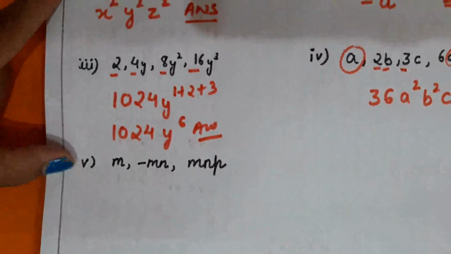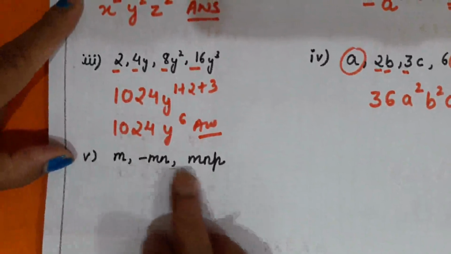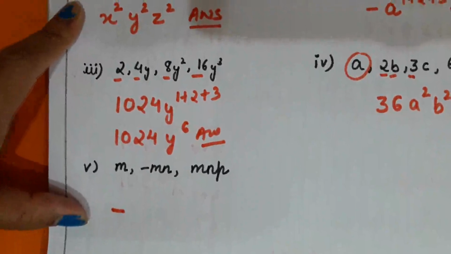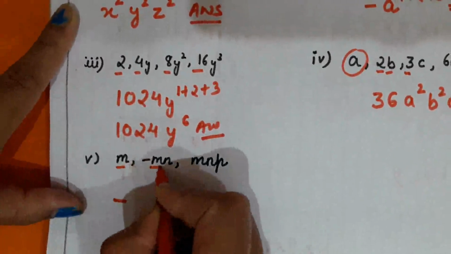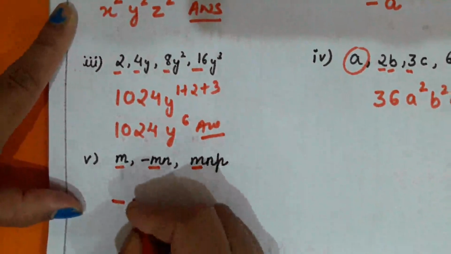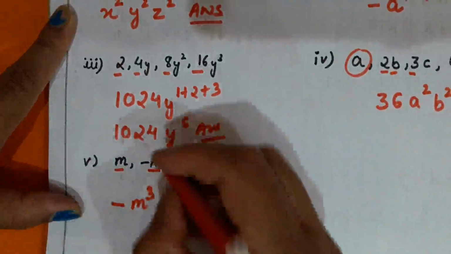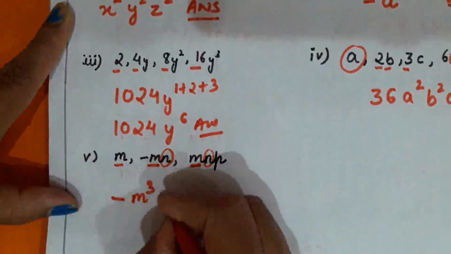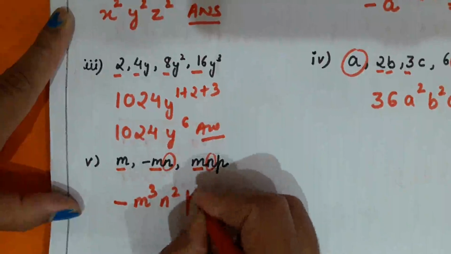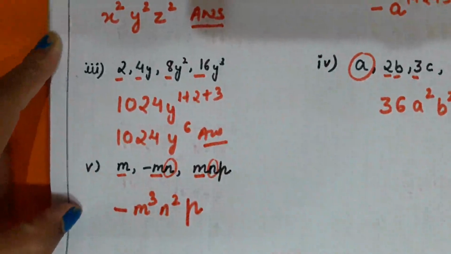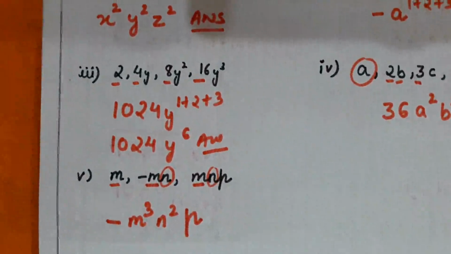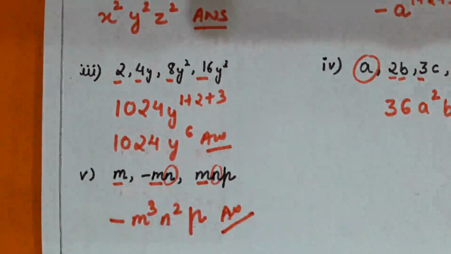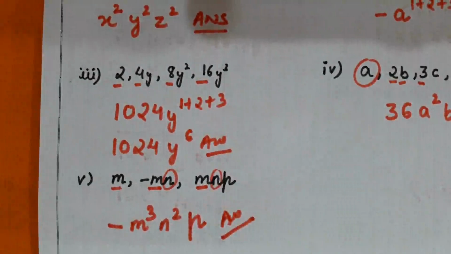See, now last part, fifth part, M, minus Mn, M and P. So minus will be there in the multiplication because only one minus is there. So M: 3 M's are there, M cube. N: 2 N are there, N square. P is only one time we are having P, so M cube, N square, P will be your answer with negative sign. Okay, now let's move to the next exercise.